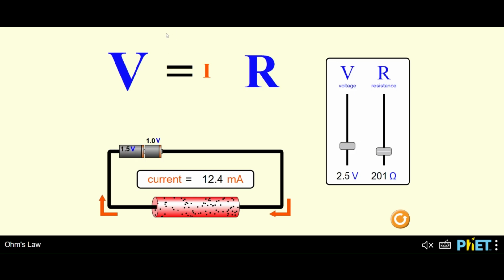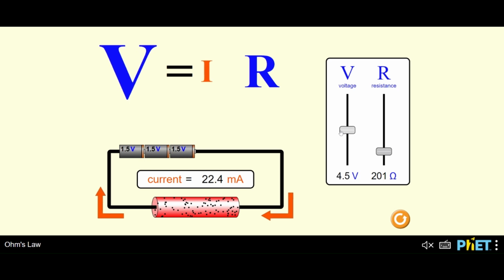This is the PhET Interactive Simulations environment. The link for this website is shared in the description. So here, I'm going to consider that the resistance is fixed, say around 200, and I am going to just change the voltage. So if I increase the voltage, meaning if I increase the water pressure, the amount of current which is going to flow through the conductor is going to increase.